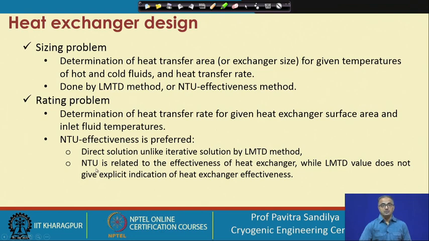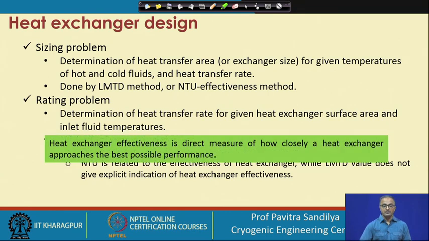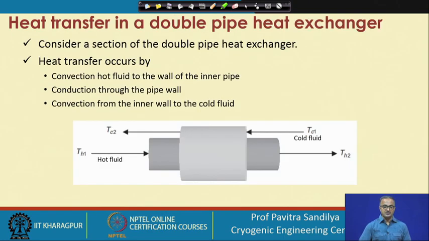And this NTU is directly related to the effectiveness of the heat exchanger, whereas there is no direct correlation between the effectiveness and the LMTD. So that is why the NTU method is preferred to the LMTD method for the rating problem. And what is effectiveness? The heat exchanger effectiveness is a direct measure of how closely a heat exchanger approaches the ideal behavior. That means how closely it approaches the best possible performance under some given operating conditions.